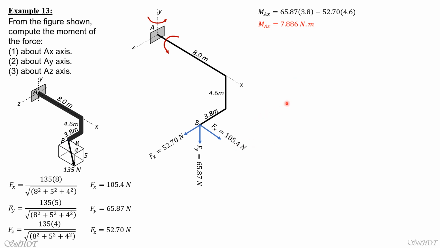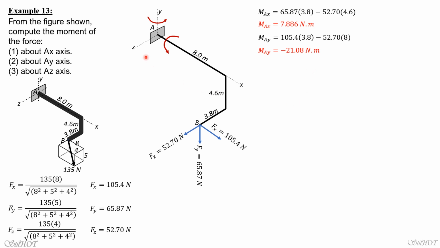So MAy is 105.4 times 3.8, imagine that's the y, so this is the moment arm, minus 52.7, the moment arm is 8. So MAy is 105.4 times 3.8 minus 52.7 times 8. Computing for MAy, it is negative 21.08 newton meter.